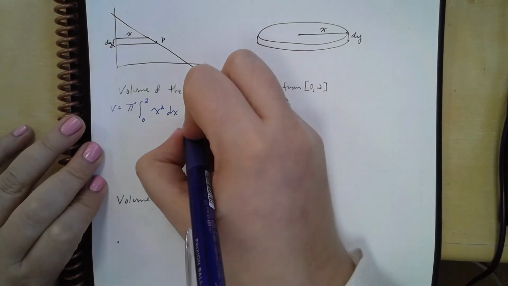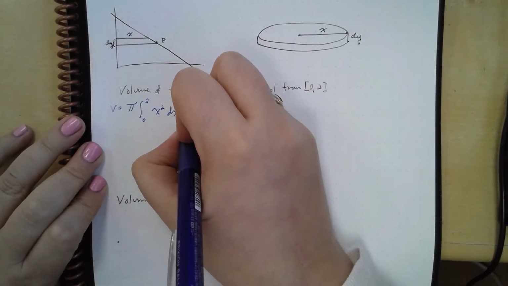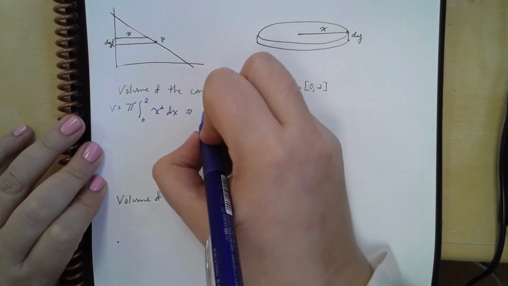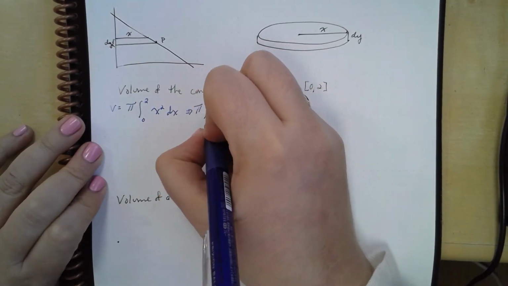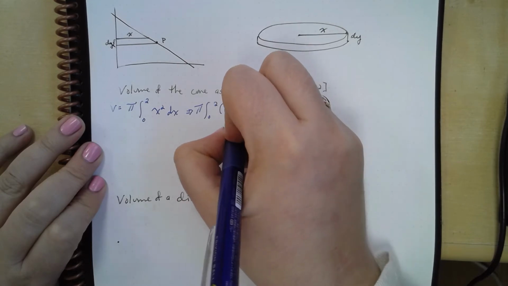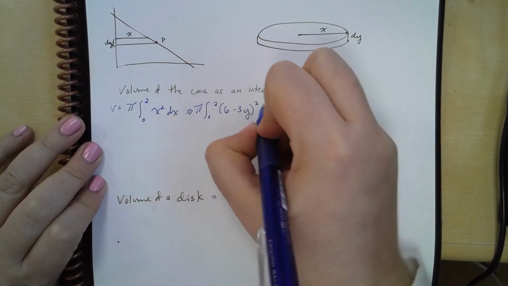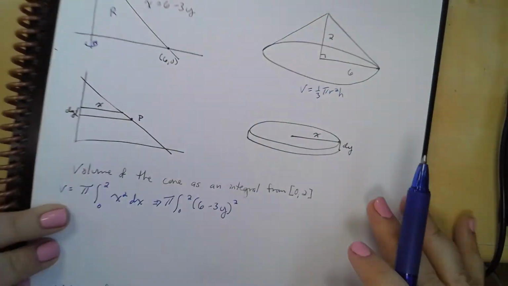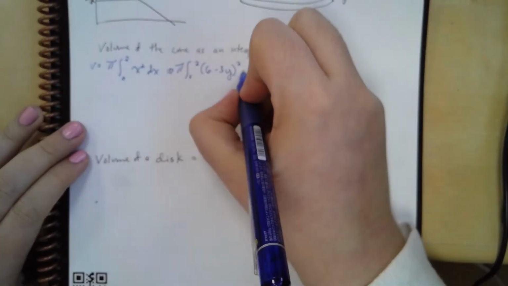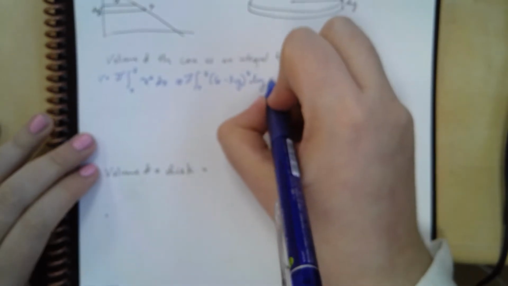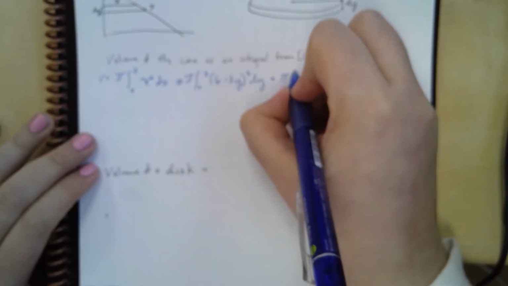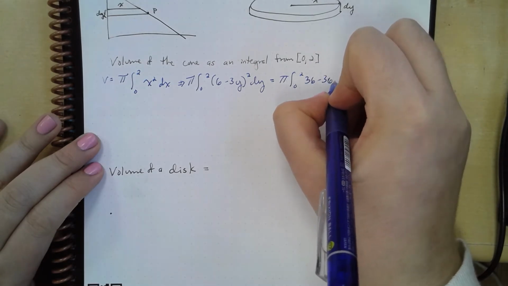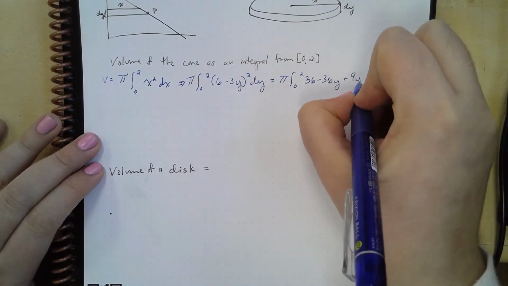Well, we can rewrite that because this is perpendicular to the y-axis. I want to use this with dy. So this is going to be equal to pi times the integral from 0 to 2 of (6 minus 3y) squared dy. And I already have that up here. That's where I got these equations from. Which is equal to pi times the integral from 0 to 2 of 36 minus 36y plus 9y squared dy.